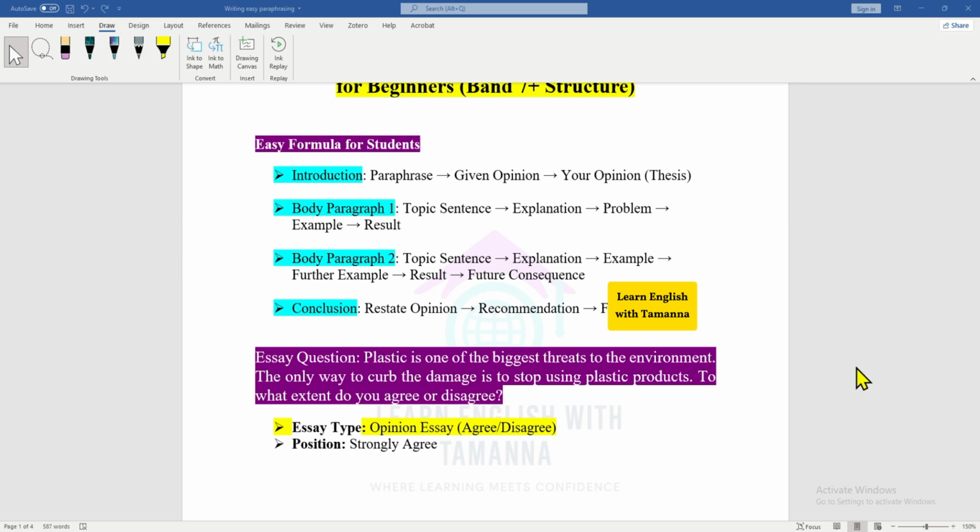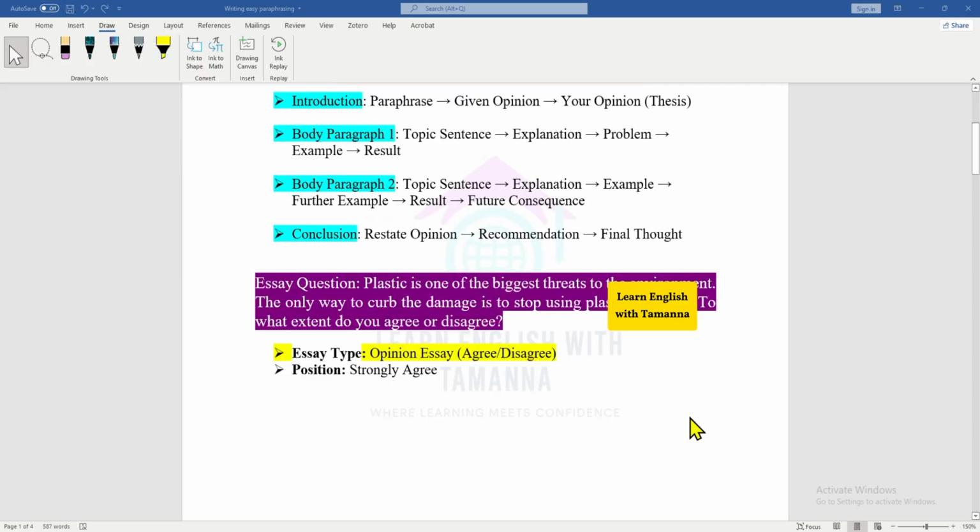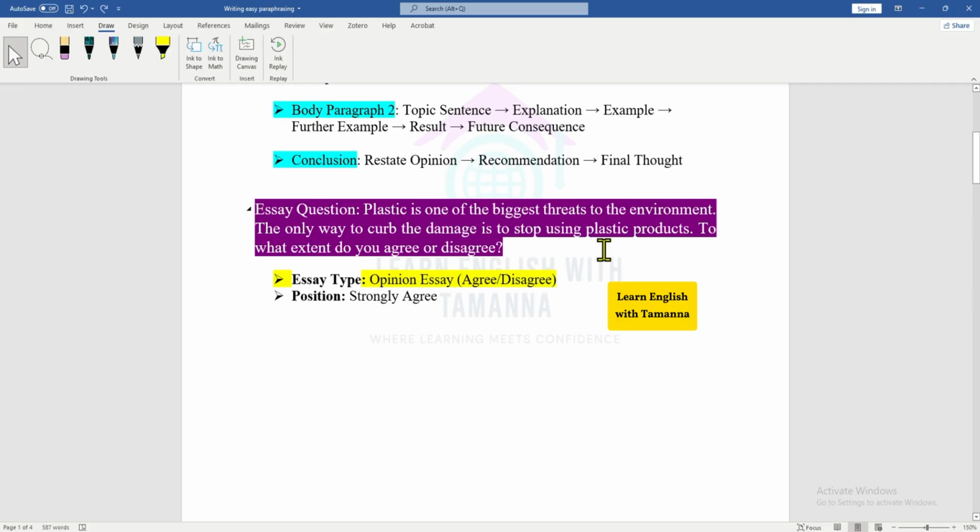In general, you need to assess the type of the essay because it's very important to assess it first so that you can build the structure accordingly. So here, as we can all see from the question, it is asking about my opinion, hence the essay type is opinion based essay. They are also asking whether I agree or disagree. So here I wrote that I strongly agree. If you disagree, that is also fine.